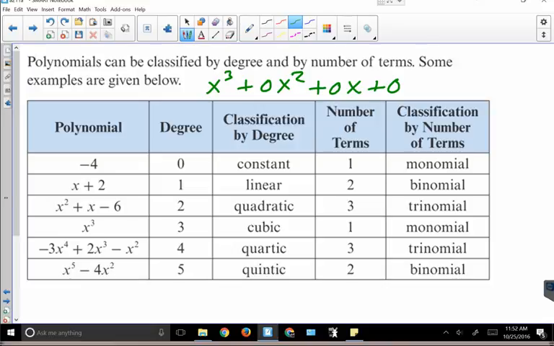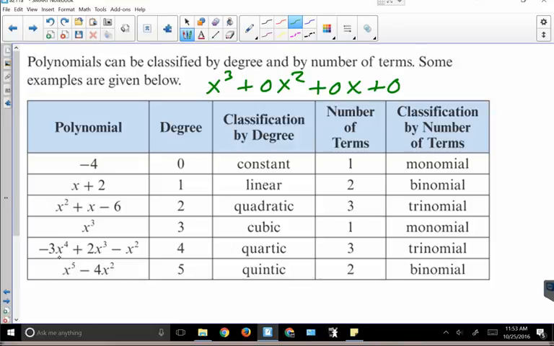So, what is the degree of that polynomial? Well, what's the highest exponent? 3. So it's a third degree polynomial. Third degree polynomials are called cubic. How many terms does this have? Well, it's only got one term because these are all zeros. When we have 0 terms, it's kind of like having 0 money in your pocket. Do you have any money? No. Do you have any more terms? No. You just have the one term. So this would be classified as a monomial, single term.